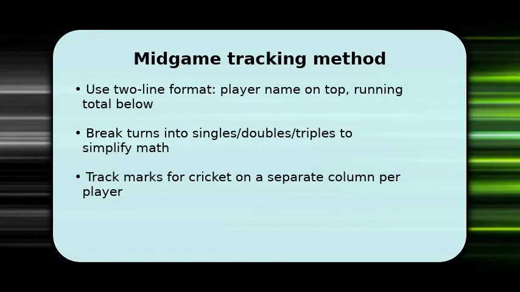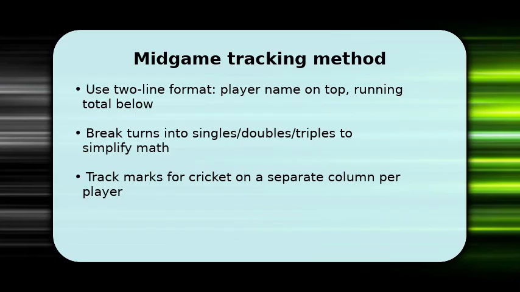Once you reach mid-game, keep totals clear by using a 2-line format. Name above, remaining score below because visual clarity speeds decisions. You total each turn by summing singles, doubles, and triples. This reduces mistakes, then subtract immediately.